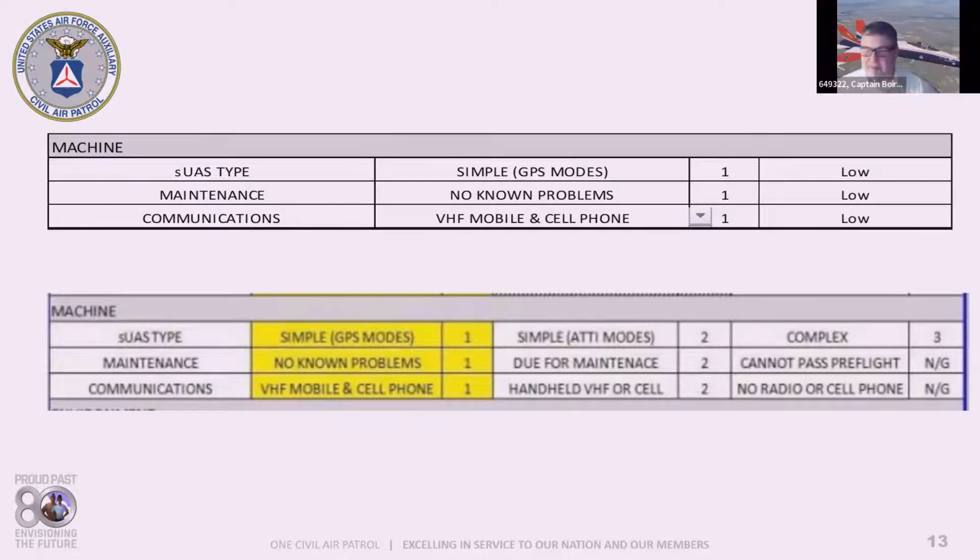I want to talk a little bit too, going back about the SUAS types. Here's an ironic thing: the Tello is a training drone, but a Tello is actually going to be a moderate risk drone because it does not have GPS. It only flies in attitude mode. It has sensors, but it is not GPS capable.